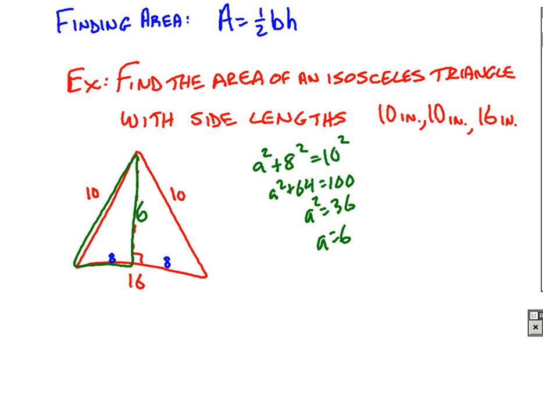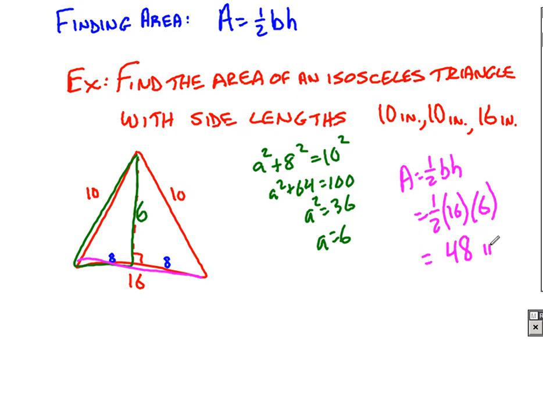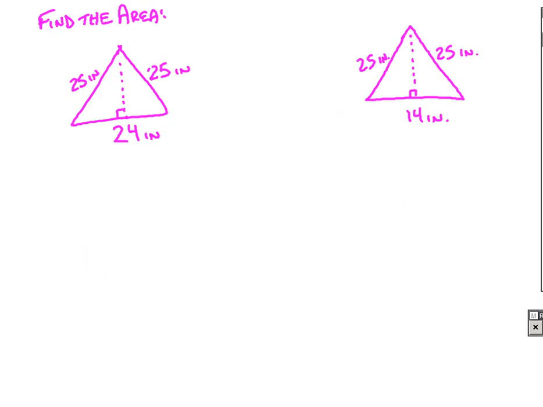So, to find the area, area equals 1/2 base times height. Well, the base is this big long segment, 16, and the height is what we just found, 6. 1/2 times 16 times 6, which gives me 48. Now, if these are all in inches, that means that my area should be inches squared. Here's 2 more examples. Give these a try. I would pause the video and complete them and come back and see how you did.